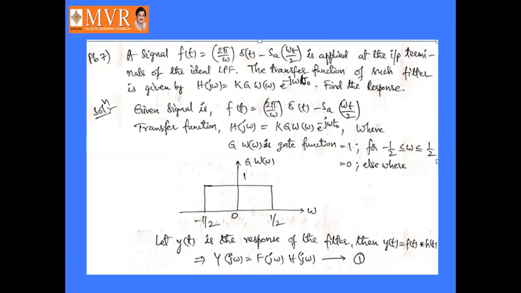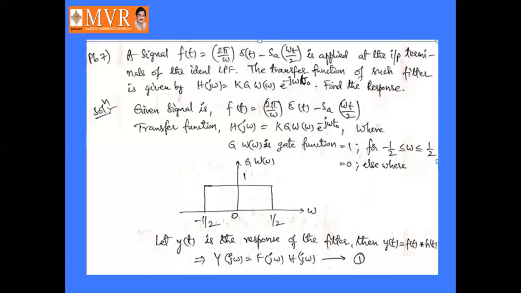So from minus 1 by 2 to plus 1 by 2, its amplitude value is 1. Okay, so that is the gate function. Let y of t be the response of the filter, then y of t is equal to f of t convolved with h of t.